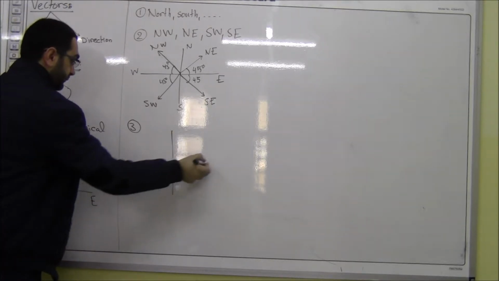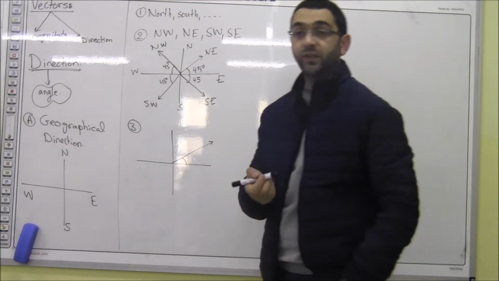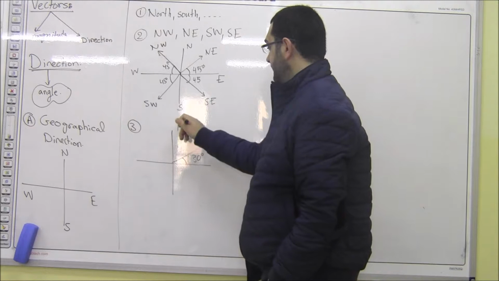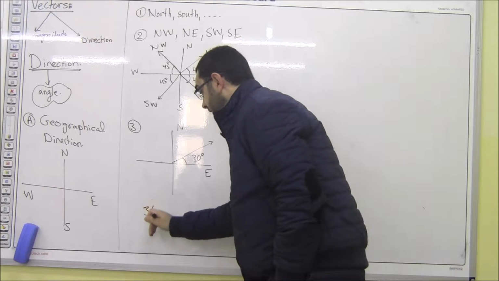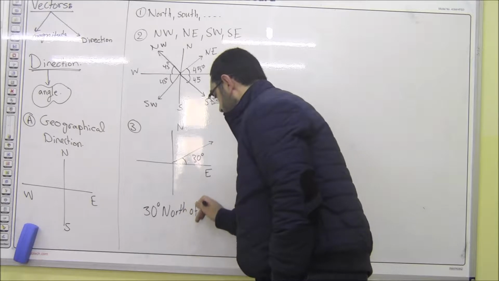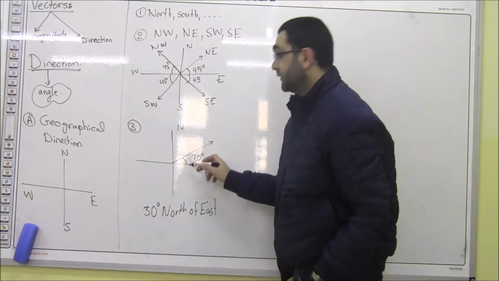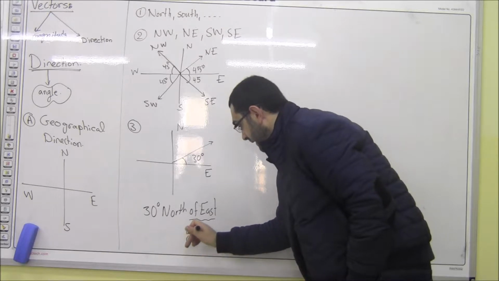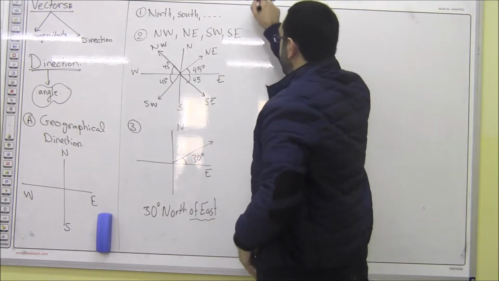Look here, please. If it's not 45, guys, look like this, 30 degrees. This is north and this is east. How can I describe this direction? 30 degrees north of east. Where is the given angle? With east. So we say north of east, the given angle is with east.